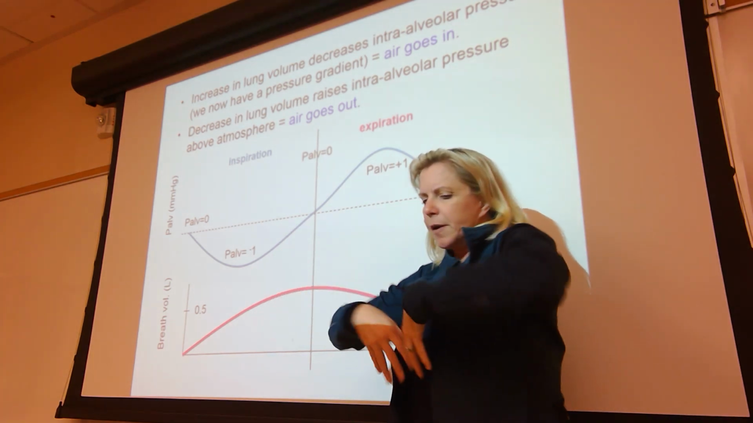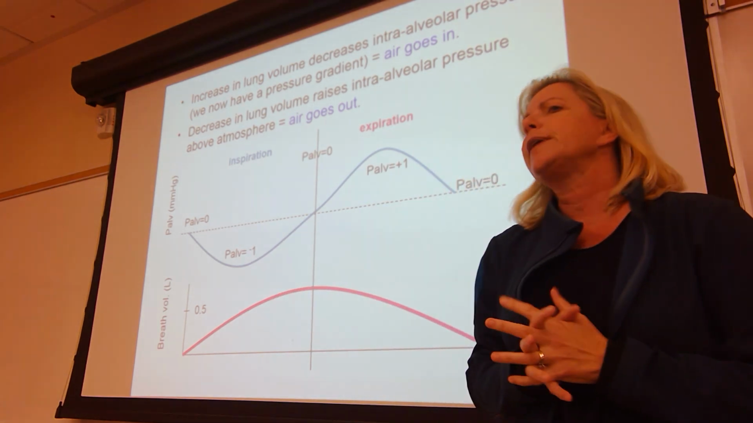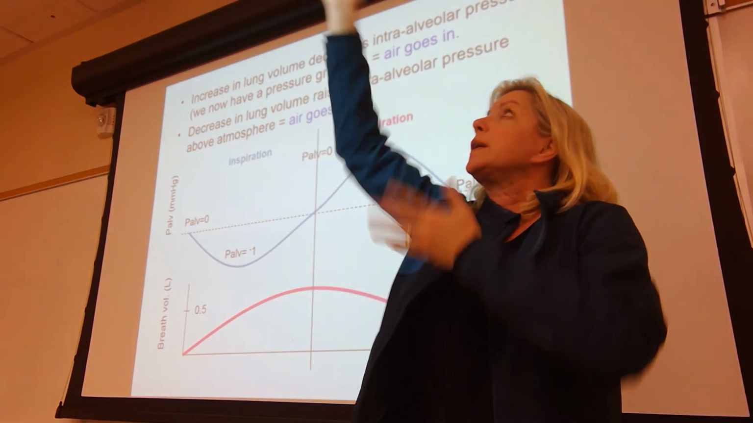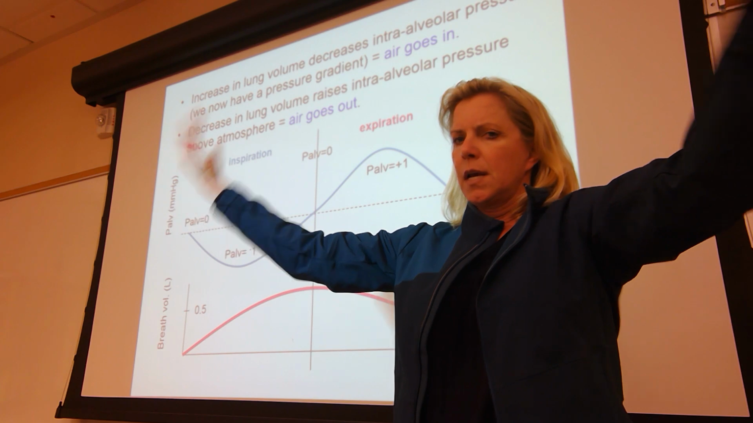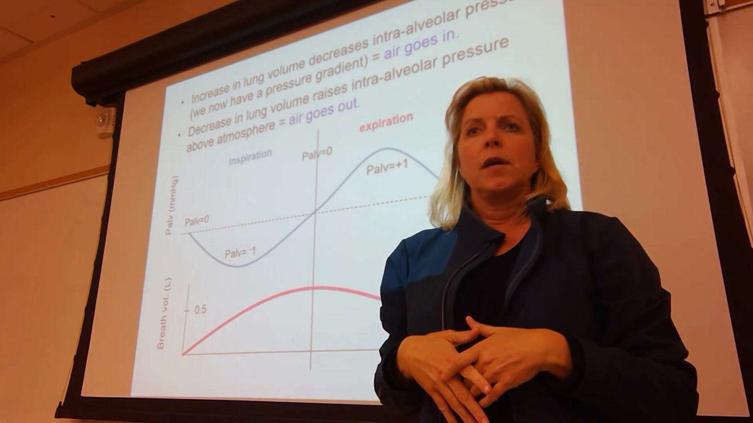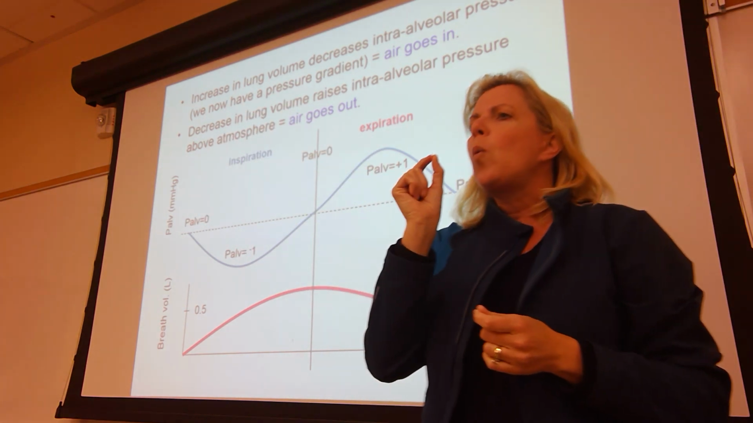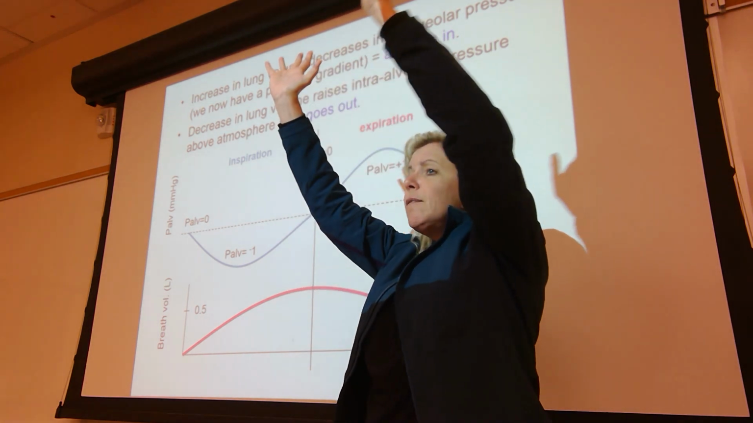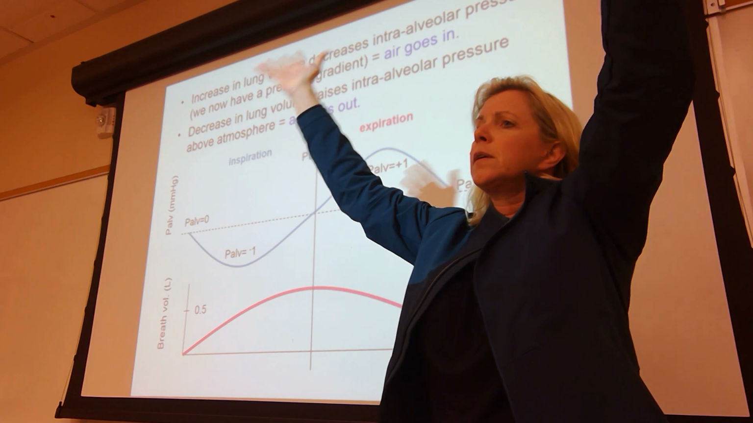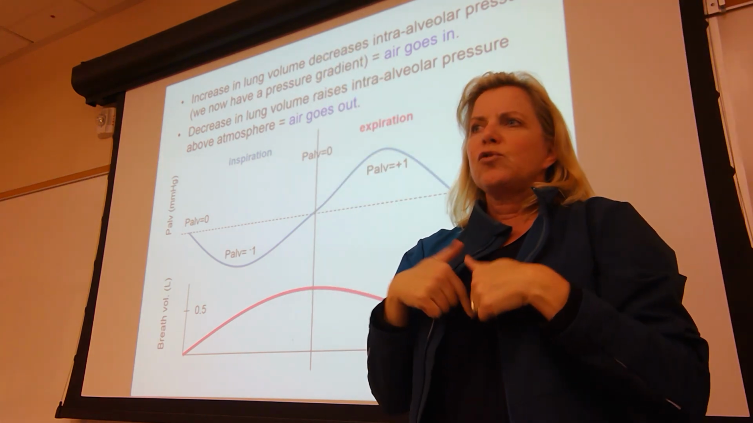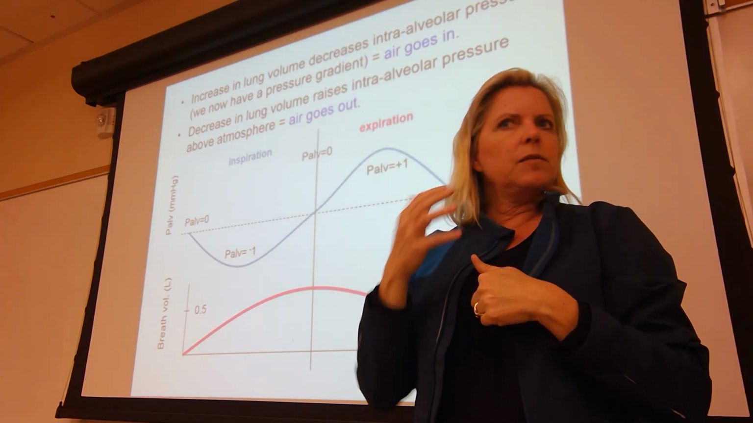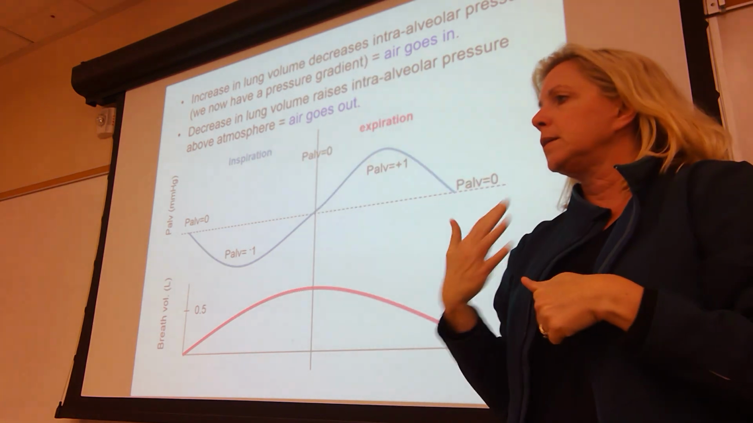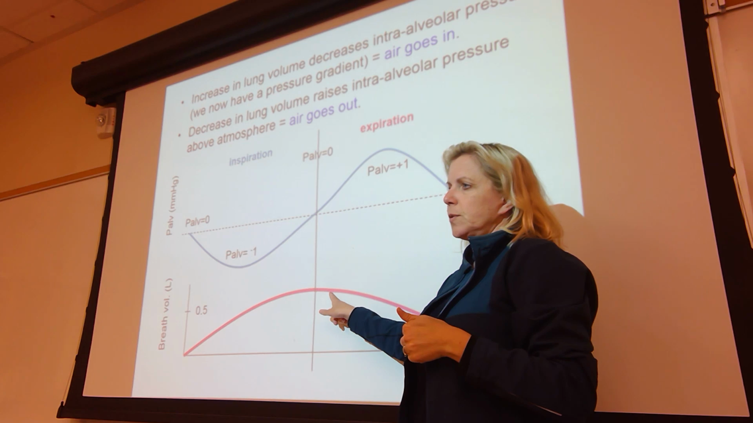The pressure of air in your lungs is called your alveolar pressure. We need a difference between the air out here and the air in our lungs. We only need a pressure gradient of about 1 to 2 millimeters of mercury difference. So if it's 760 out here, all we need is to get it to drop down to 759, 758 in our lungs, and the air will flow in, about 500 milliliters.